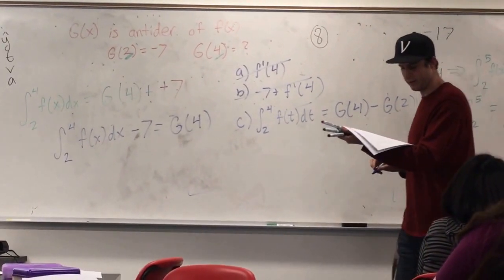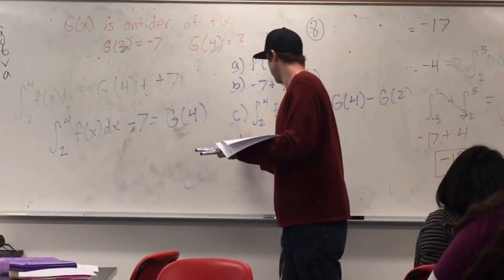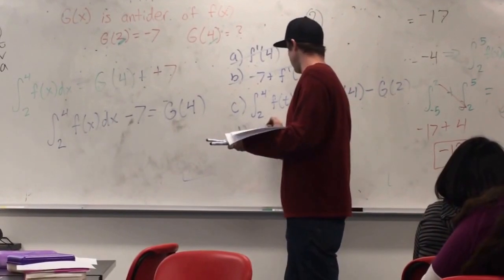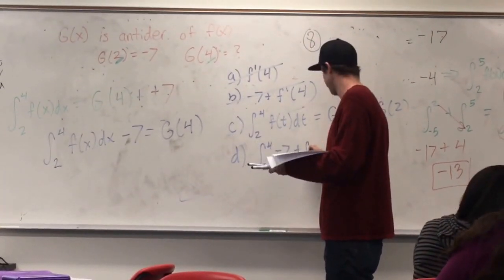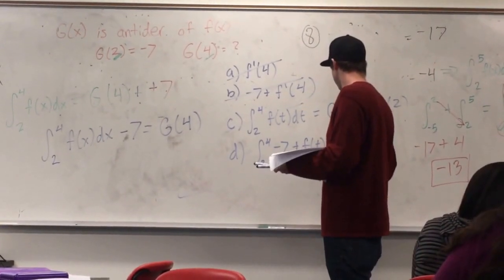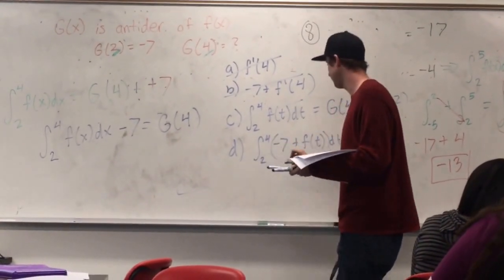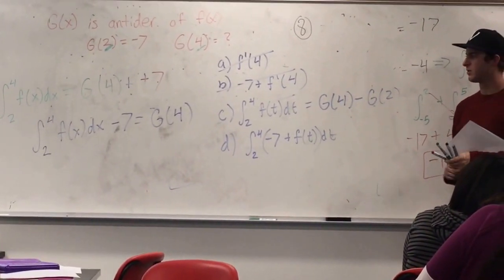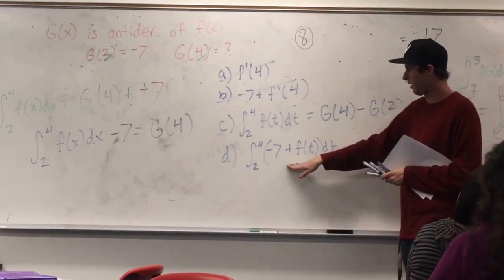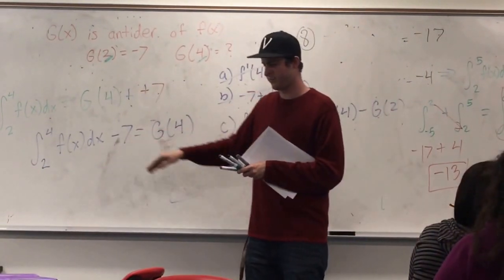And then D is kind of deceiving. Why is D wrong? Negative 7 plus the integral of f of t dt. Why is D wrong? So how is this different than what I wrote?